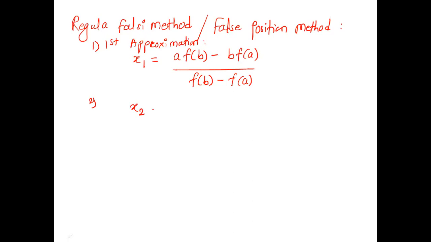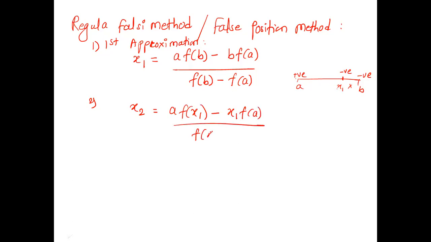Then second is x2, where the formula will be retained, but one of a or b will get changed. And I told you earlier also, suppose a is positive and b is negative, so the root always lies between the positive and the negative. If we get a negative value again, the root will never be between these two. So suppose x1 is here, then the next root will be in a and x1. So the formula becomes (a f of x1 minus x1 f of a) upon (f of x1 minus f of a), right? So now the root is in x1 and a, so the formula is this.